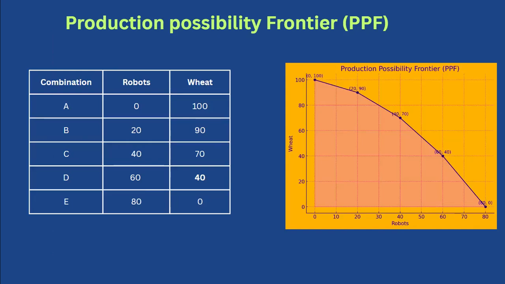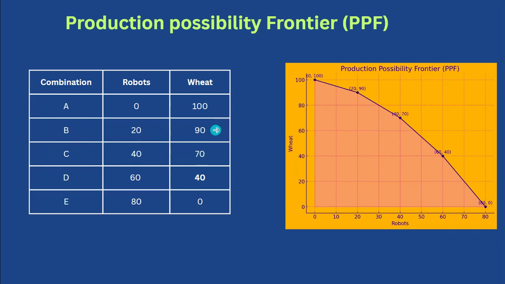So look here with the table and this graphical representation. First one is the combination of robots and wheat. With the combination A, you are not making any robots, you make only 100 tons of wheat. The second time, you are making 20 units of robot and 90 tons of wheat. And the third time, you are making 40 units of robot and 70 tons of wheat.